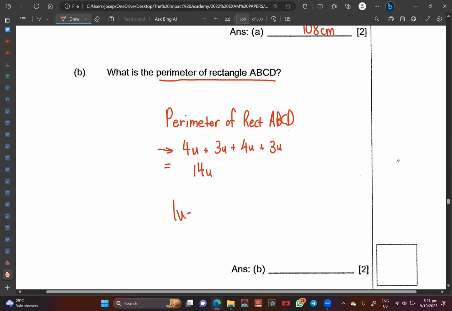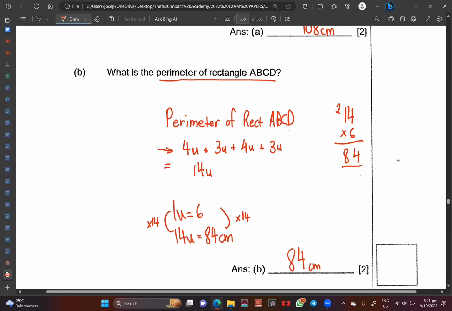So if I know that 1 unit is already 6, to find 14 units, all I need to do is ask myself, how do I get from 1 to 14? Agree? When I do something to my left, I must do something to my right. Very good. So 14 times 6. When I do 14 times 6, 4 times 6 gives me how much? 24. 6 times 1, 6 plus 2, that gives me... Am I making sense here? So we get to 84 cm. Therefore your answer for B has to be 84 centimeters.